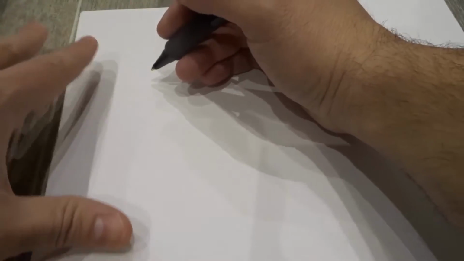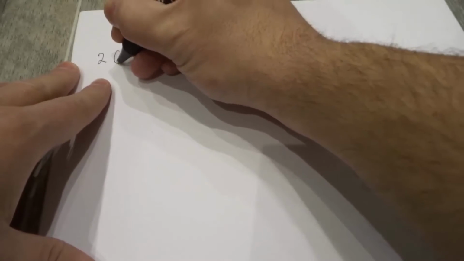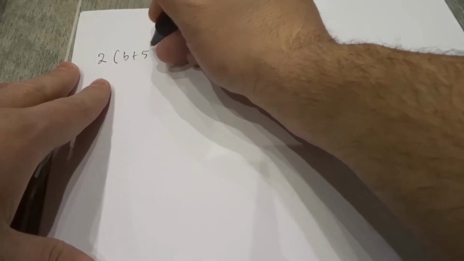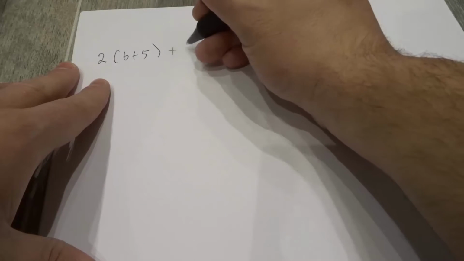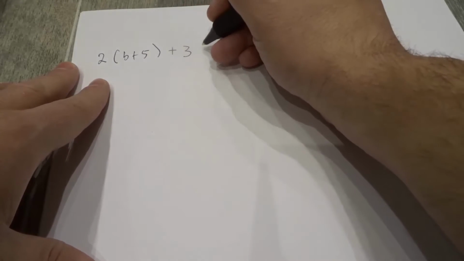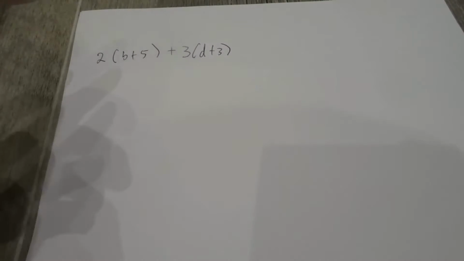So for the first example, we're going to do this. I'm going to make sure we're always on camera, so bear with me. We're going to do 2, okay, and then in brackets we're going to have b plus 5, and then on the other side we're going to have plus, and then 3, and then in brackets d plus 3, okay? So that is our first equation that we're going to work with.